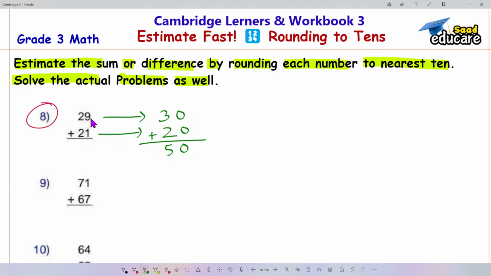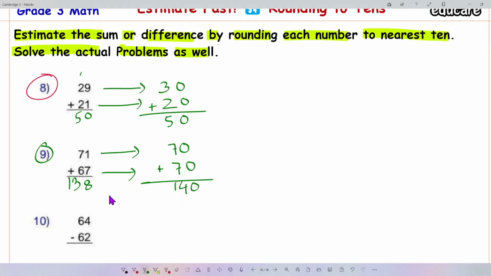So what is the actual problem? 9 plus 1 is 10, carry 1, 2 to 1 is a 5. Number 9, 71, round each number to nearest 10. It means 71 nearest 10 is 70. 67 nearest 10 also 70. The summation is 140. And actual problem, 7 plus 1 8, 7 plus 6 13. It's a 138.